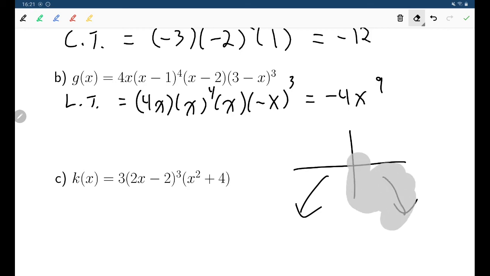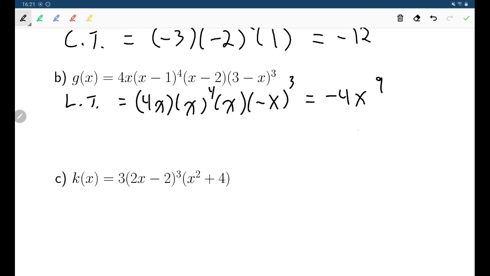X to the 9. It would not be going down on both sides. It would be going down on one side and up on the other. 9's an odd number. There we go. That's better.